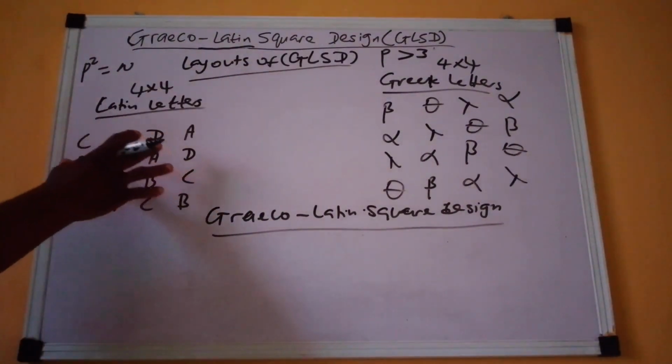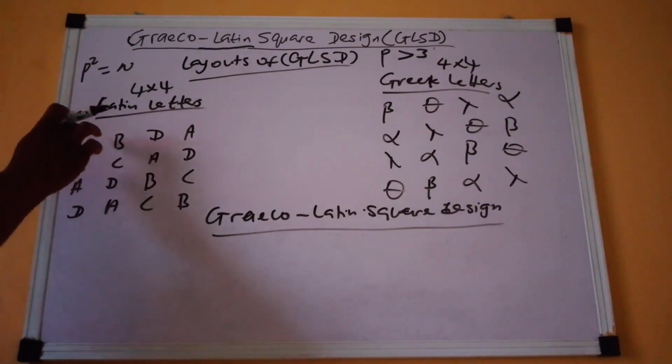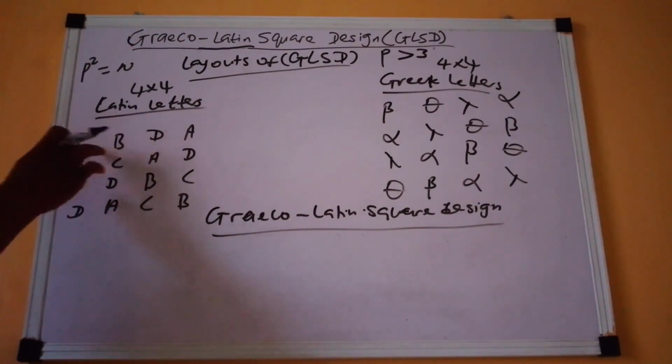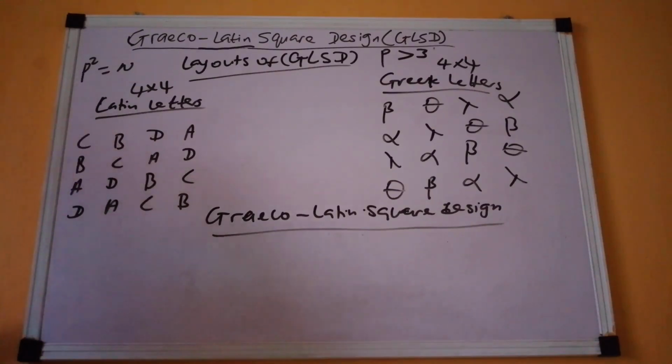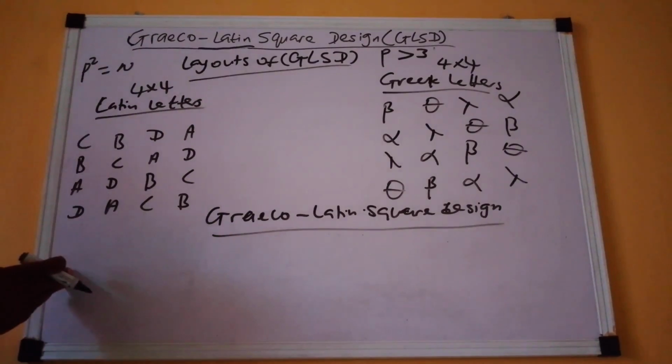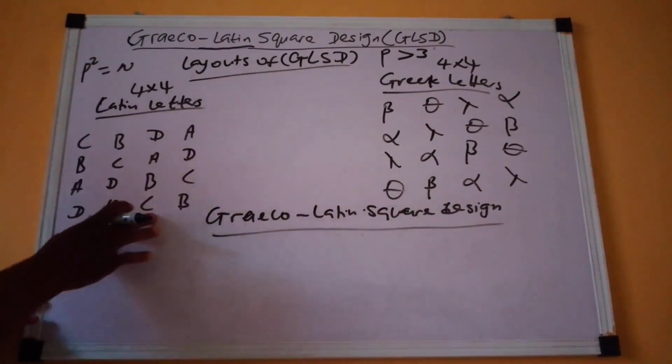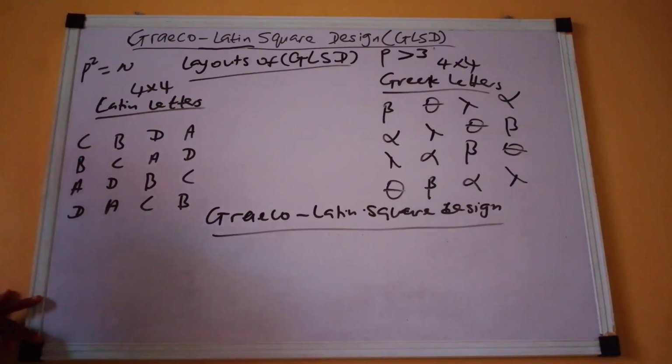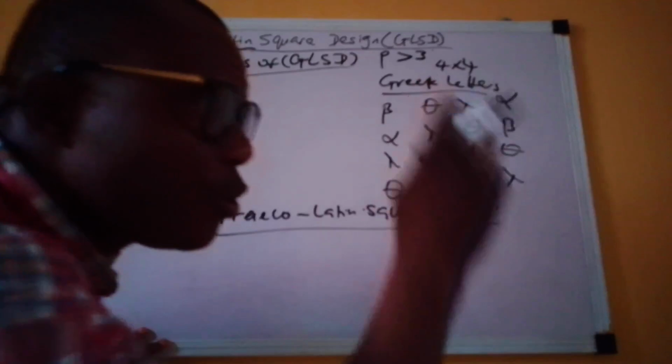If you look at this, you have each Latin treatment in one row and one column. So what you need to do, look at C now. C appears only in this row and only in this column. Likewise B. So this is a proper arrangement. That particular condition must be met. Each Latin letter must be in one row and one column. No single Latin letter should be in 2 rows, and no single Greek letter should be in 2 columns.